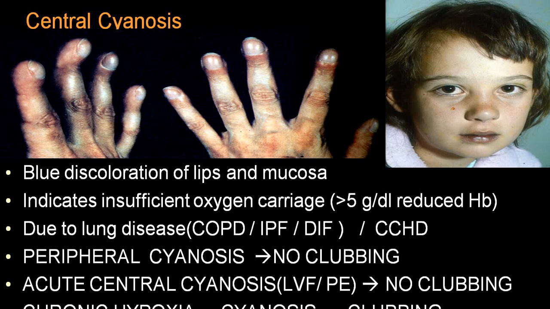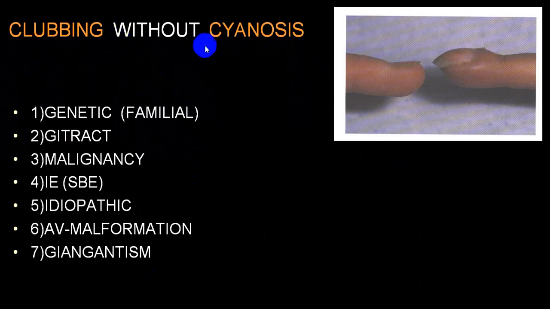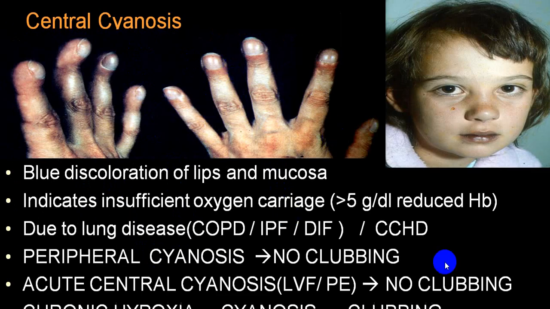So in lung disease, the COPD, interstitial pulmonary fibrosis, and interstitial lung disease group will develop clubbing, rather than pneumonia or pulmonary embolism. In the lung, as we have already discussed, suppurative lung disease, malignancy, and chronic hypoxic conditions because of lung pathology will have clubbing. Clubbing without cyanosis is classically seen in genetic or familial causes, GI tract causes, malignancy, infective endocarditis, the idiopathic group, AV malformation, and gigantism. Clubbing with cyanosis will be the respiratory and cardiovascular group. Always look for those groups.